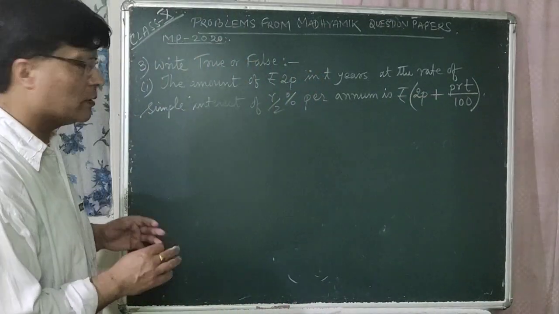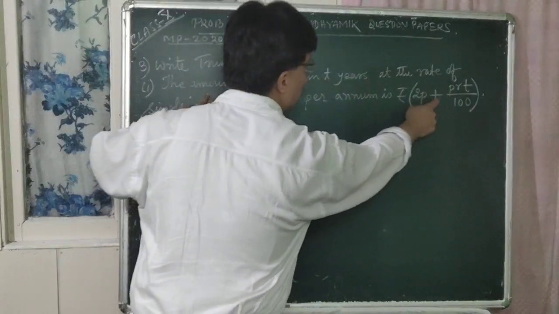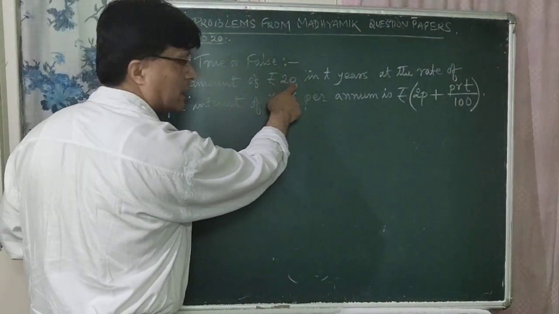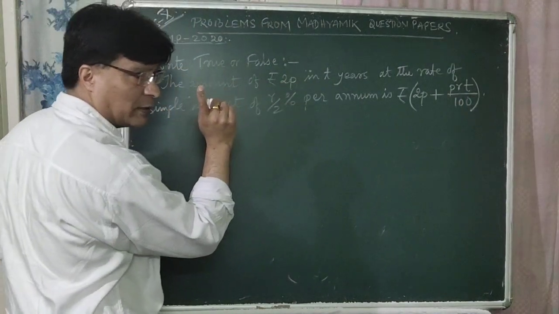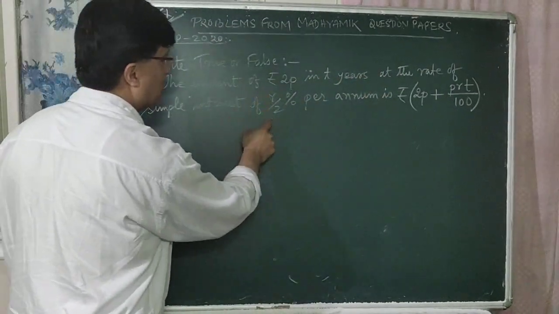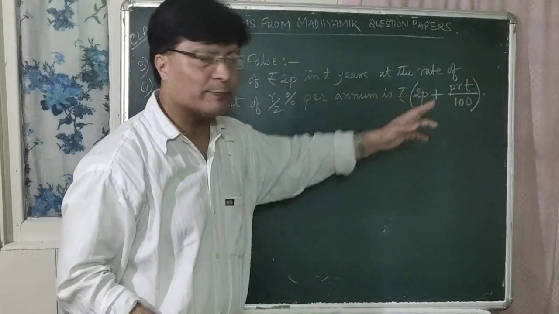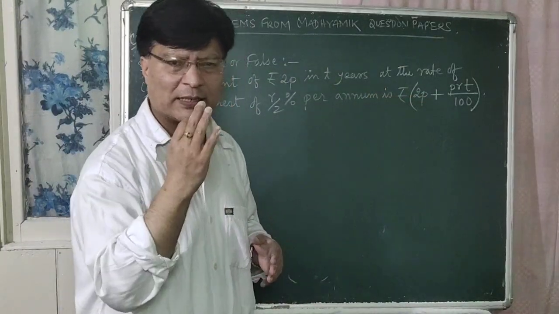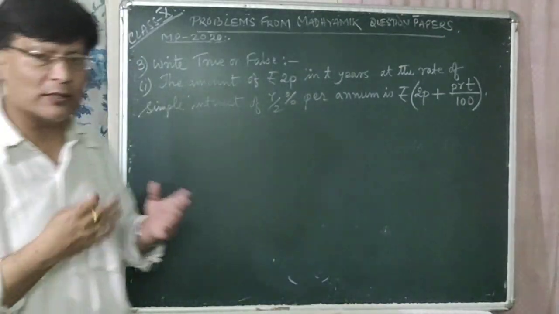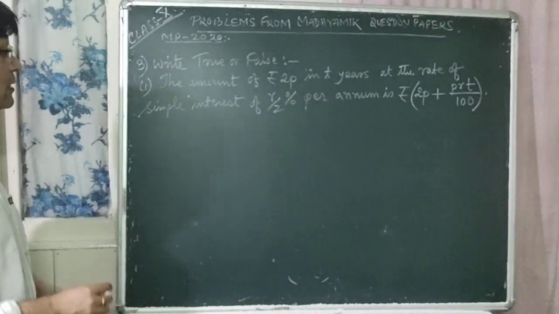So here, you have to understand this question. Amount is given as 2p plus PRT by 100. If this 2p is the principal, time is T years, and the rate of simple interest per annum is R by 2%, the amount will be 2p plus PRT by 100. Is it correct or wrong? You have to check the statement, whether the statement is true or false. Is that clear? So let us check it.